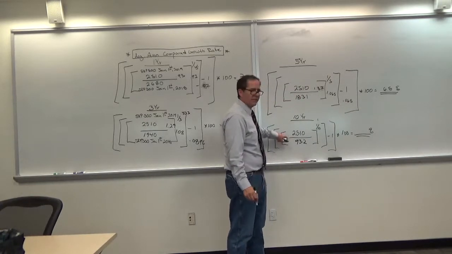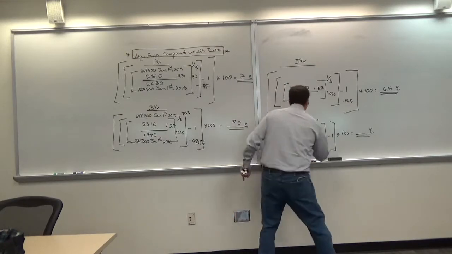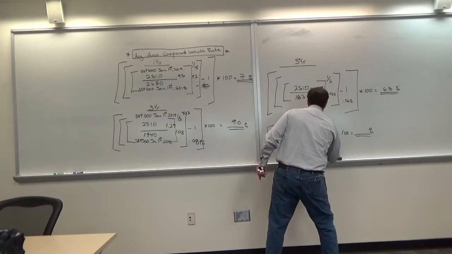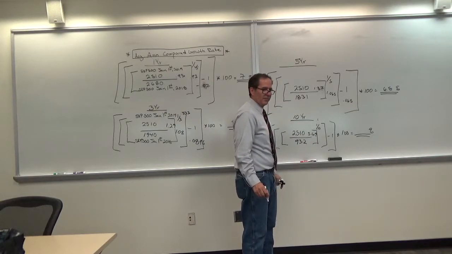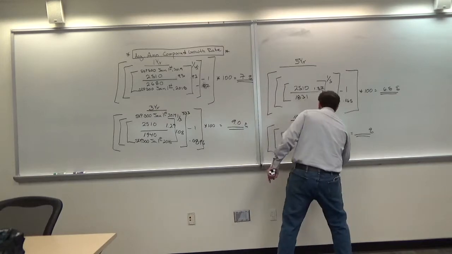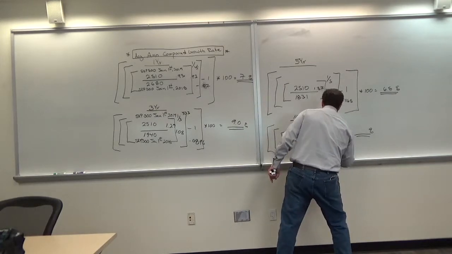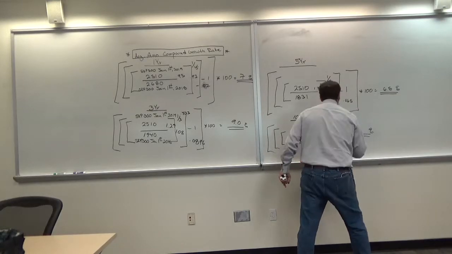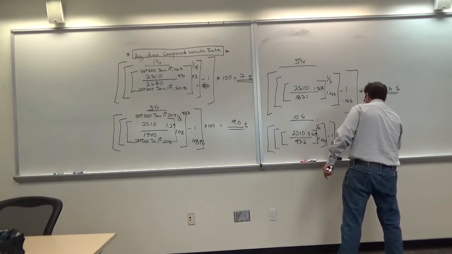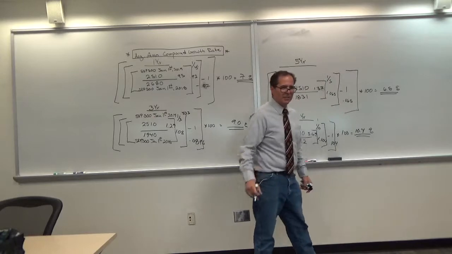So what's this ratio? 3.69. If we take it to the 0.1, what do we get? 1.104. 1.104 minus 1, 0.104, or 10.4%. Does that make sense?